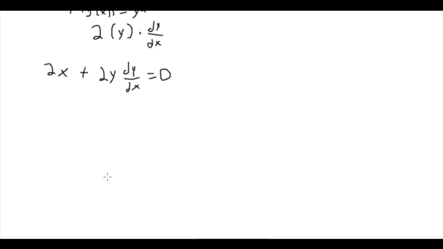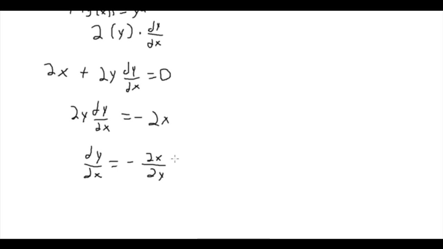So now we want to find dy dx, so we just need to isolate it. So we'll subtract 2x from the equation. We'll get 2y dy dx equals negative 2x. And then divide by 2y, and we've isolated dy dx. So we divide by 2y, and we get dy dx is equal to negative 2x over 2y. And the 2's will cancel, and that's simply negative x over y.